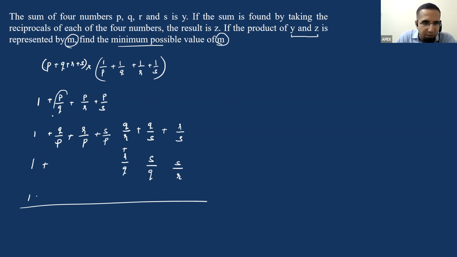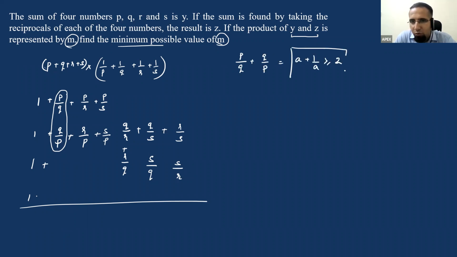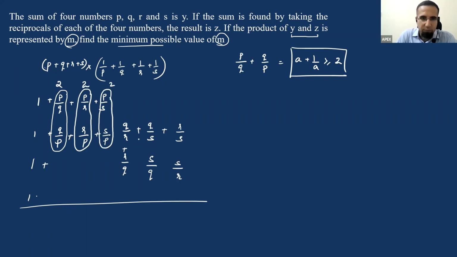Because if you observe, this is p by q plus q by p. Now, we know that p by q plus q by p is in the form of a plus 1 by a. The value of a plus 1 by a is always greater than or equal to 2. We have seen this. So the minimum value of this is equal to 2. Similarly, p by r plus r by p, whenever they are reciprocals of each other, the minimum value is 2. This value is also going to be 2 here. Similarly, q by r plus r by q will also give you 2.